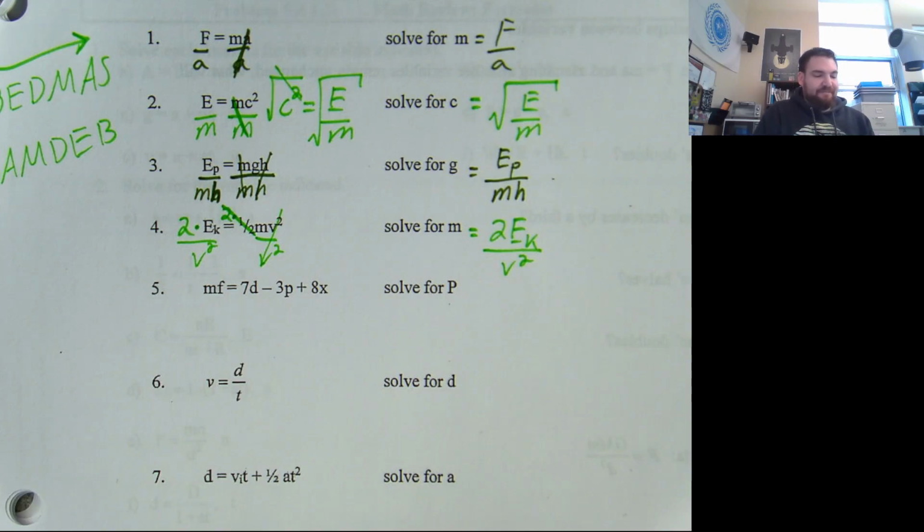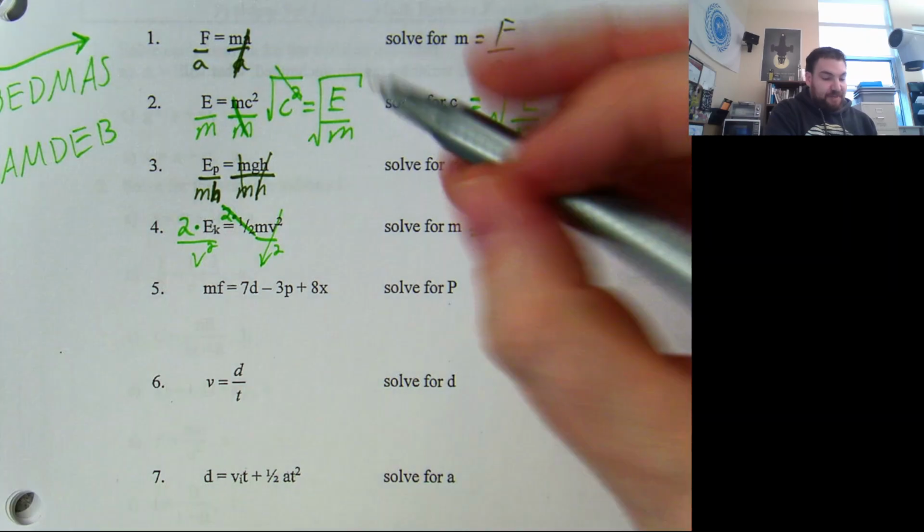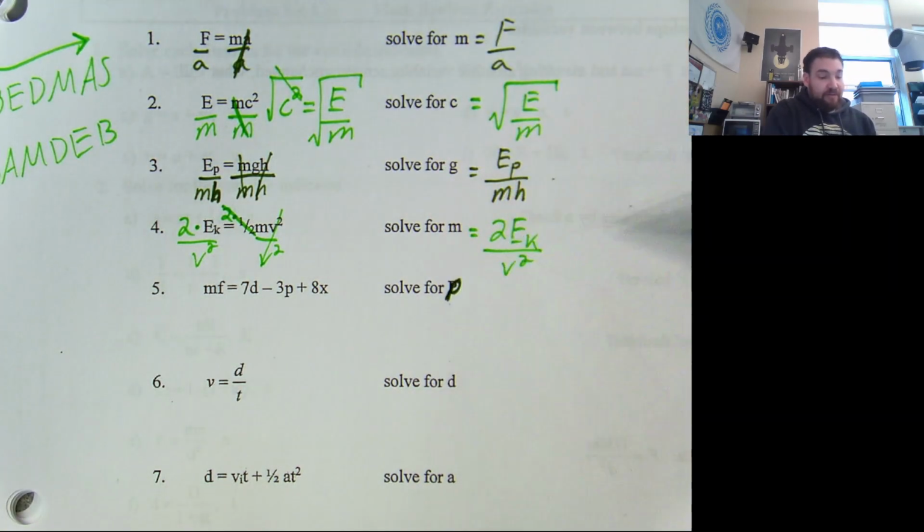Number 5. There is no uppercase p. Well, this is the wrong letter. Solve for lowercase p. What do we do? Just different kinds of isolating for variables. This one brings in something that the previous examples didn't. What's new about this one?